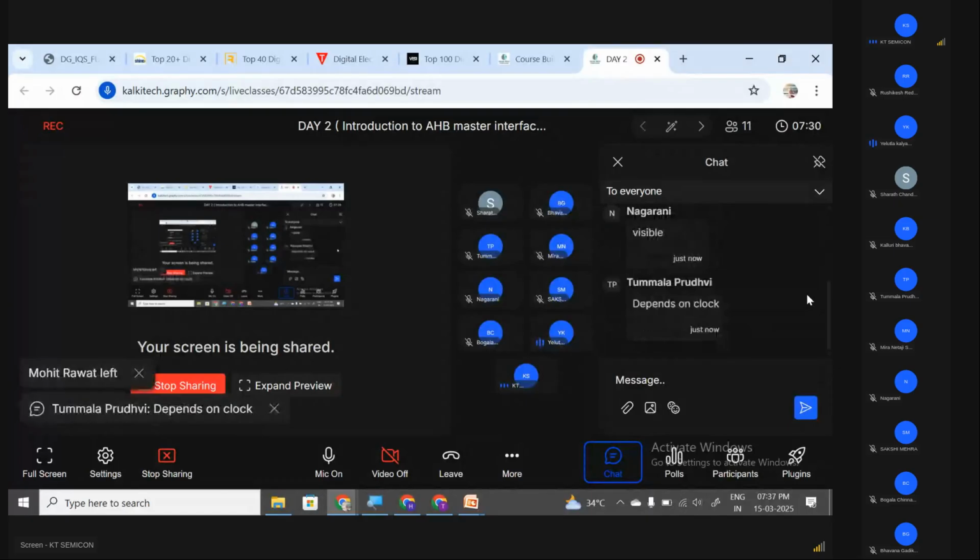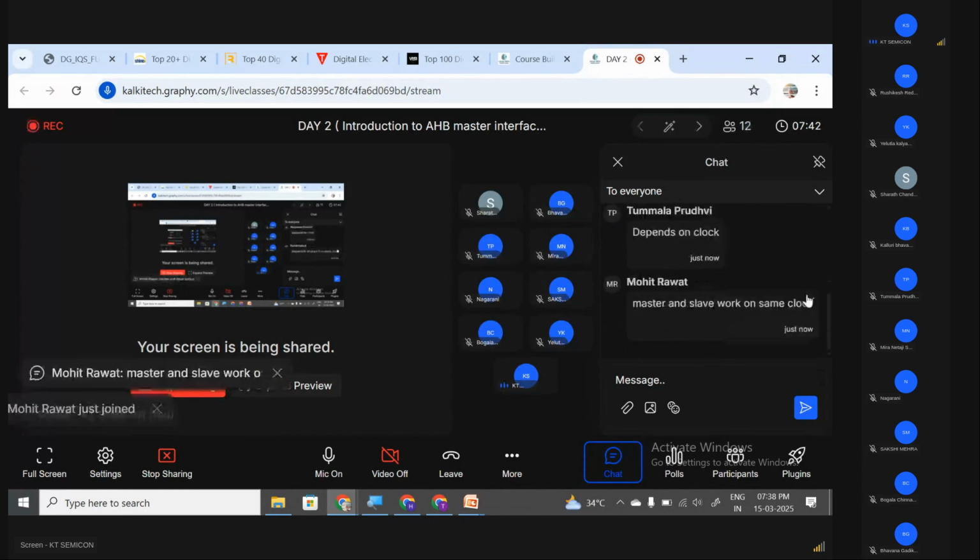Same clock will be applied. Yes. So the master and slave will share the same clock. Both the master and slave are synchronous to each other. So yes, master and slave work on the same clock. AHB protocol is a synchronous protocol. Not only AHB, APB, AXI, everything. These are all synchronous protocols. Here the data transmission will be synchronous to each other.